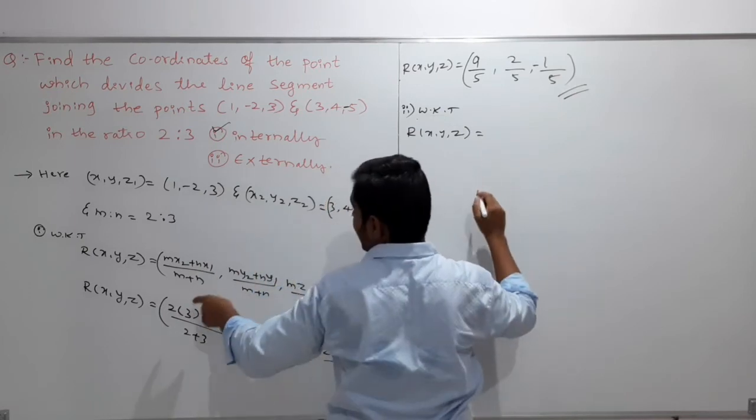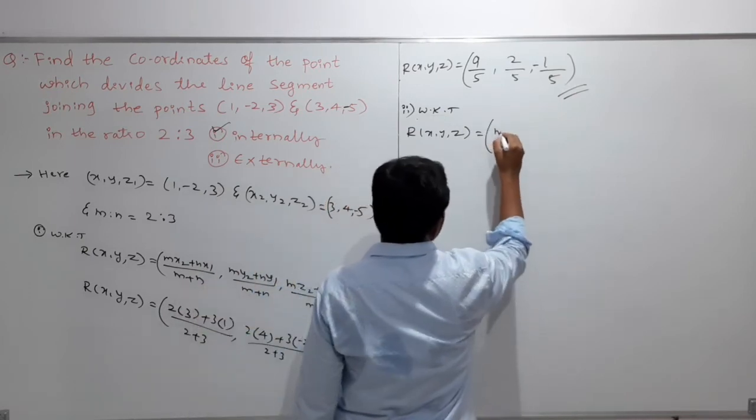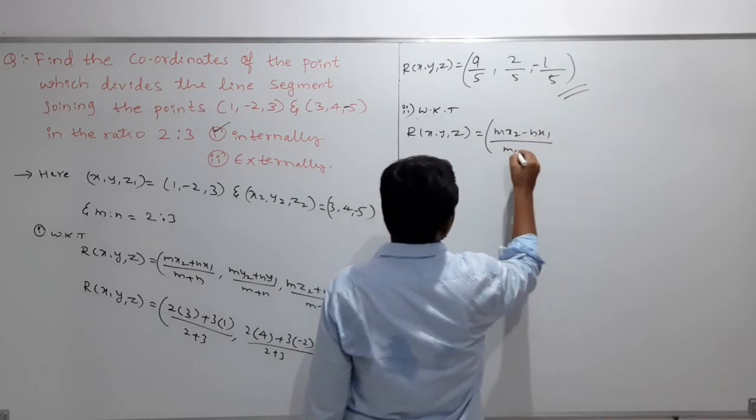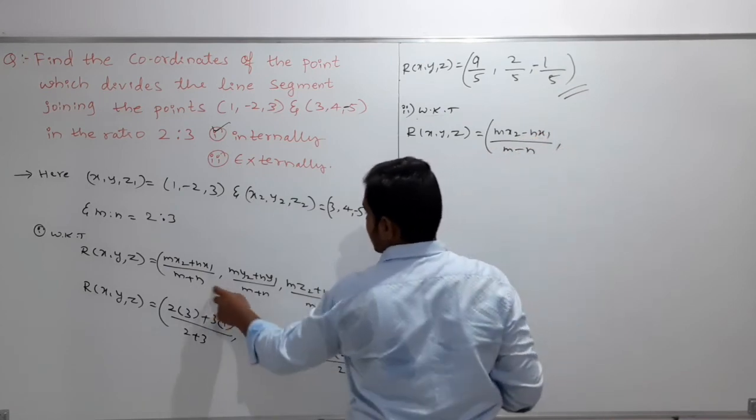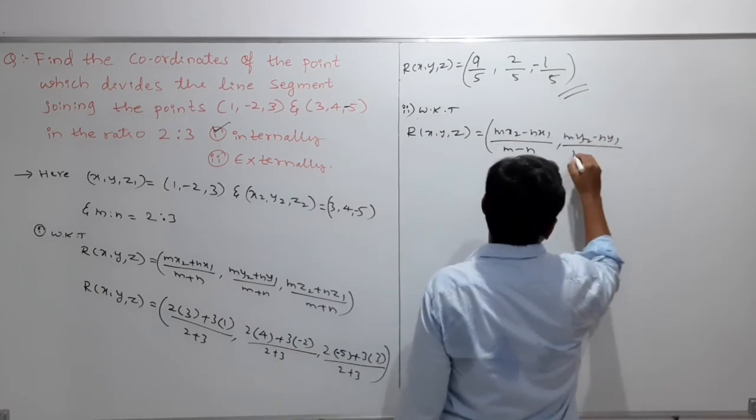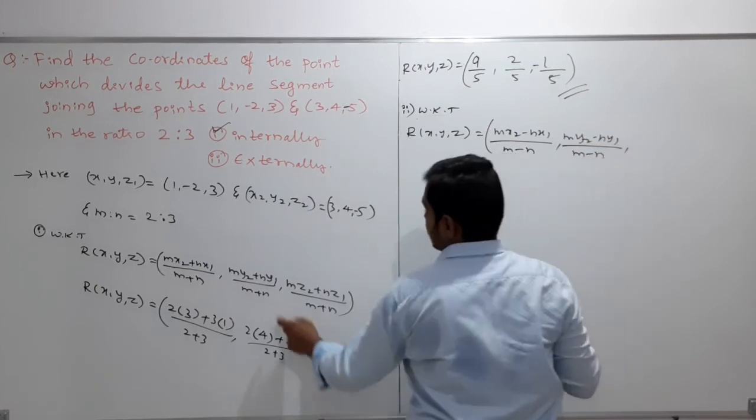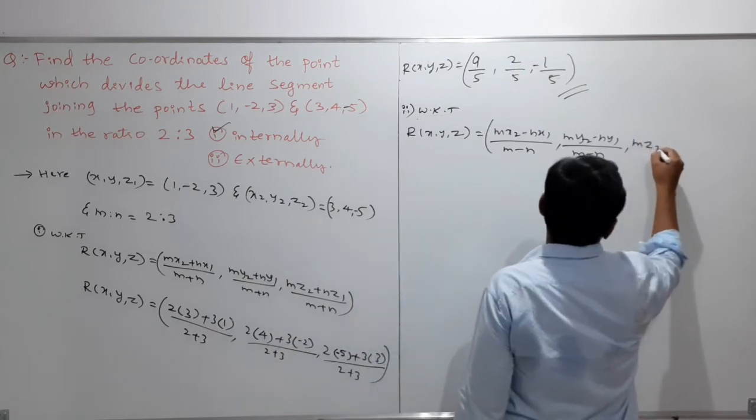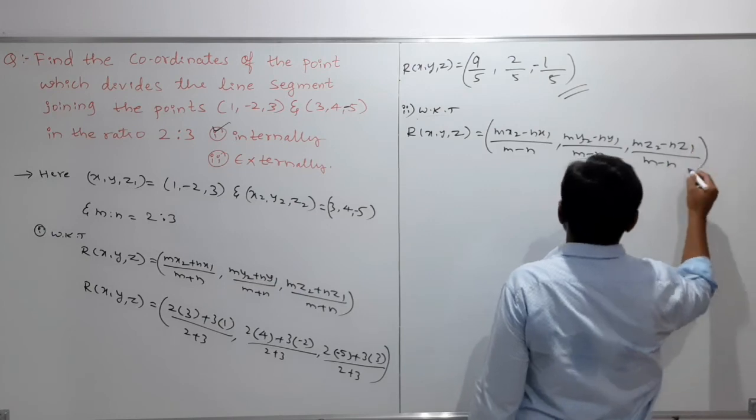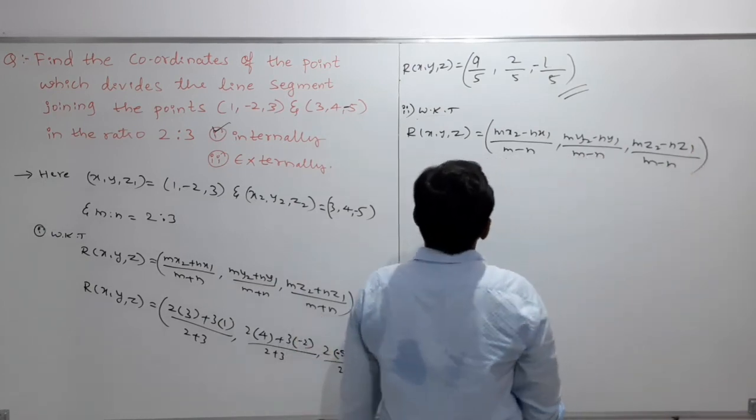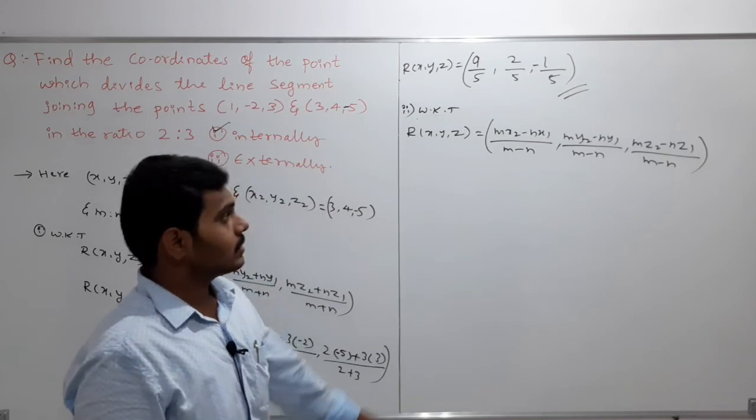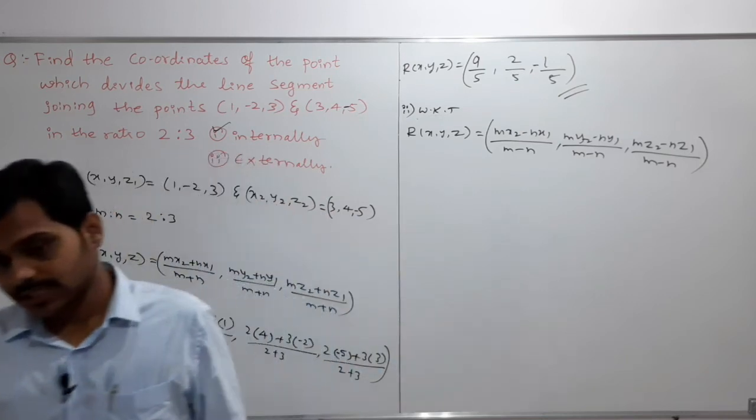And next the second one, my dear students. For the external division, what is the formula we have? As I told, it is m x2 minus n x1 whole divided by m minus n. Likewise m y2 minus n y1 whole divided by m minus n. Next one is m z2 minus n z1 whole divided by m minus n. So this is the formula for the internal division. Clear? So now further simplify this one, my dear students.